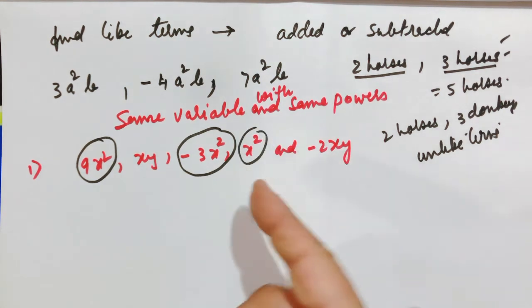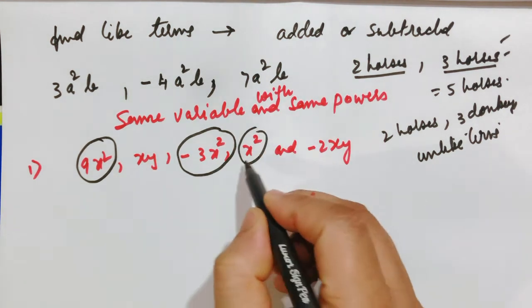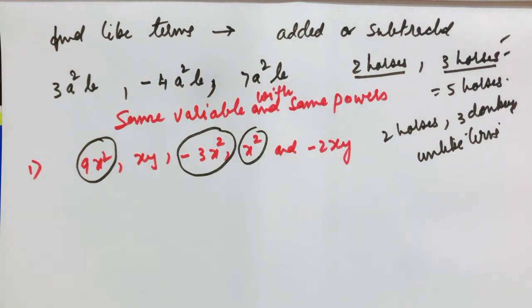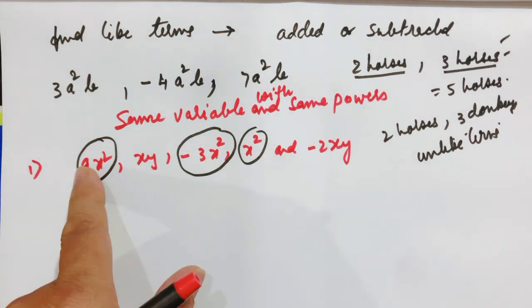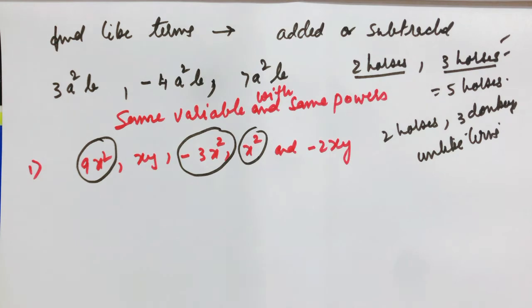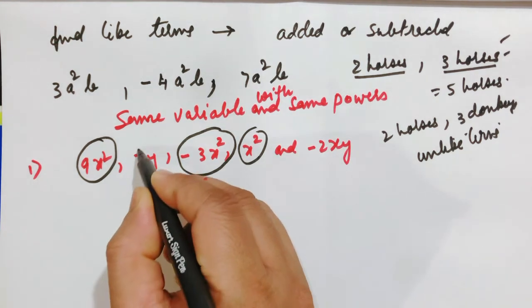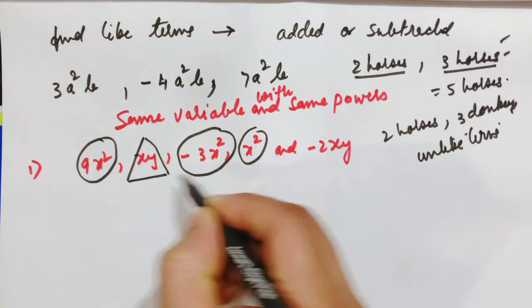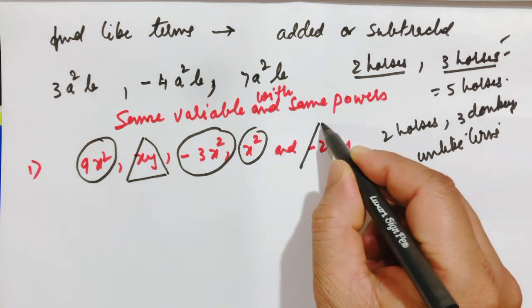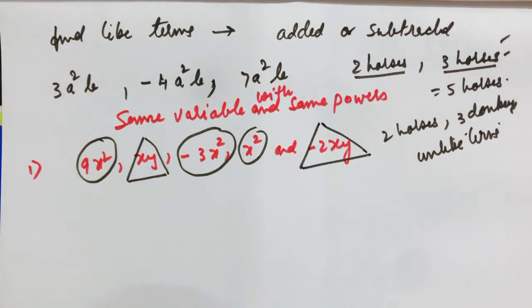This x square is also a like term, because x square means 1x square. Both of them contain the same variable with the same powers. What about this xy? This xy and minus 2xy are also like terms. So what I have done is grouped them into like or unlike terms.